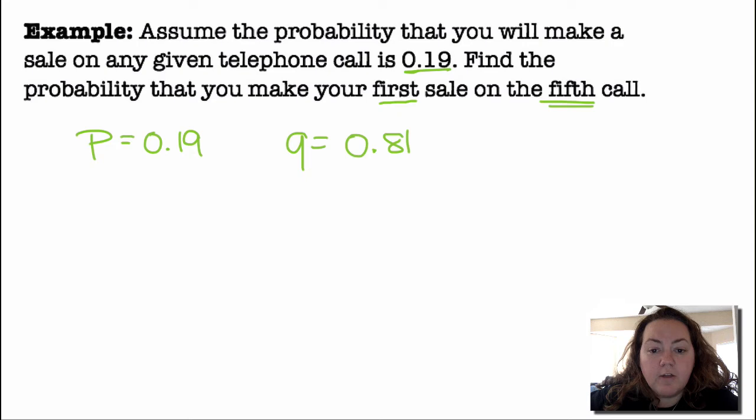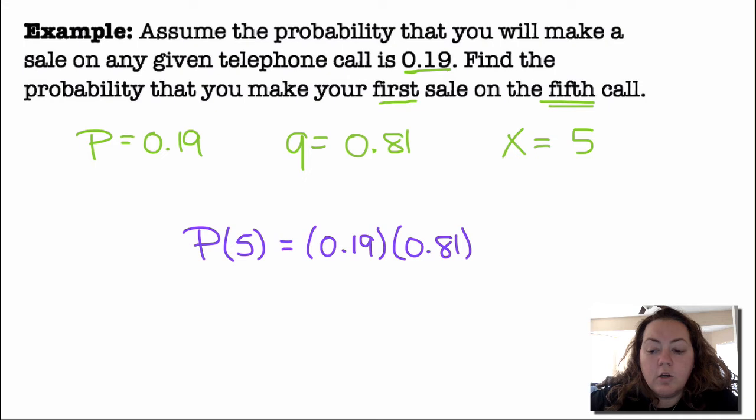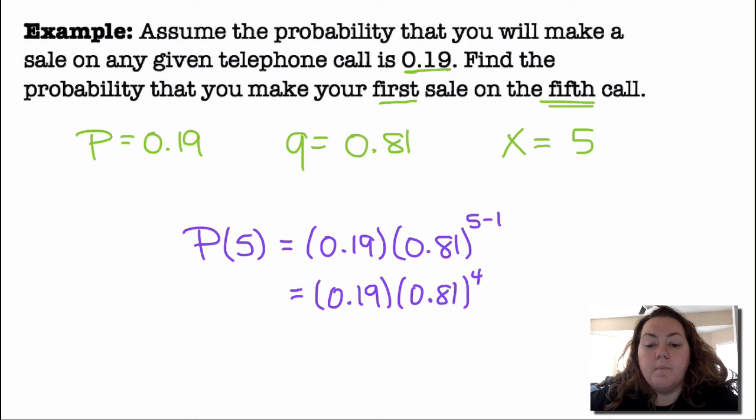Q, our probability of failure, is 0.81, which I got by doing 1 minus 0.19. And then X is 5. We're going until the 5th trial. So probability that X is 5 is the probability of success times the probability of failure raised to the 5 minus 1. So I'll have 4 failures and then a success. All right, so that works out to be about 0.082.